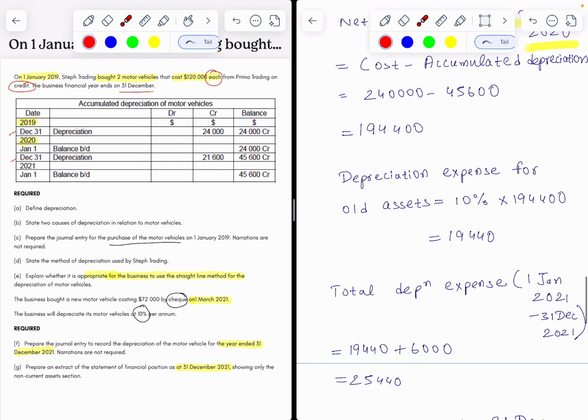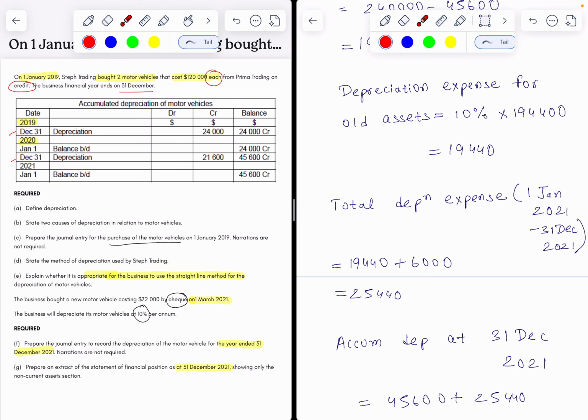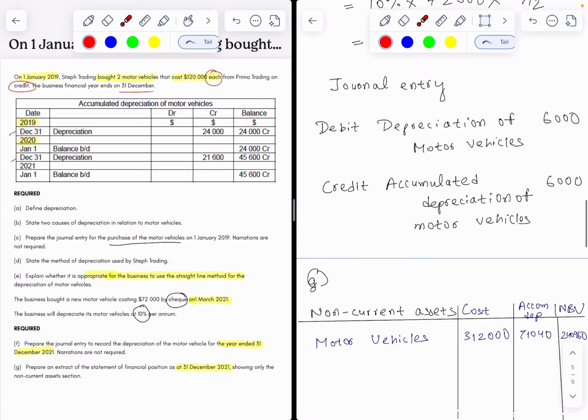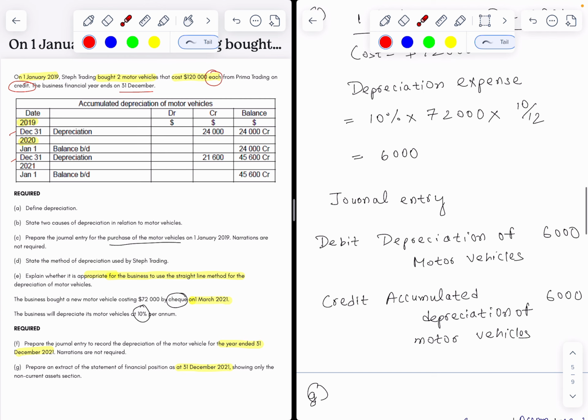So altogether, the total depreciation expense for all the three motor vehicles combined for the year starting 1 Jan 2021 and ending 31 December 2021 is $19,440 for the two old assets from previous years, plus $6,000 for the new asset which we bought, which altogether gives us $25,440. Okay?